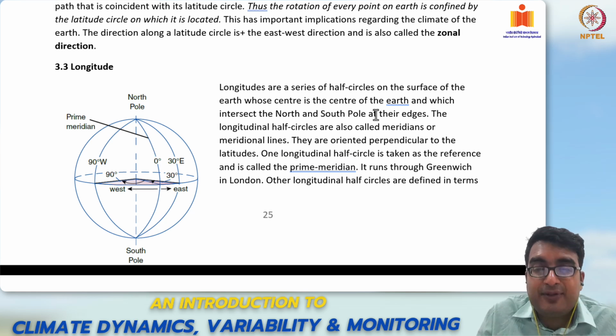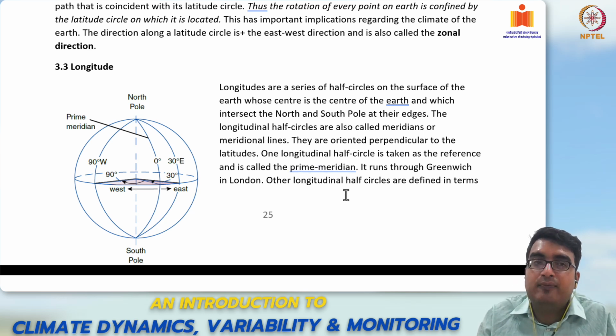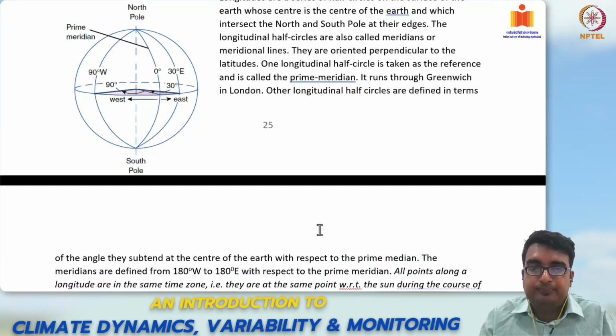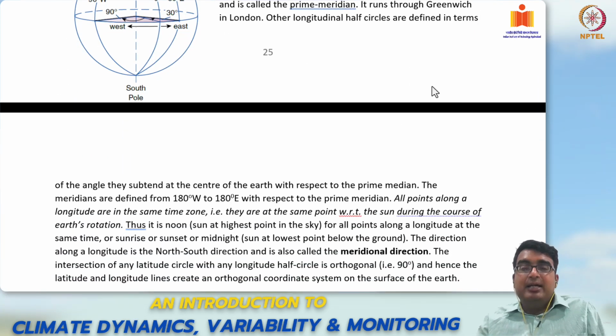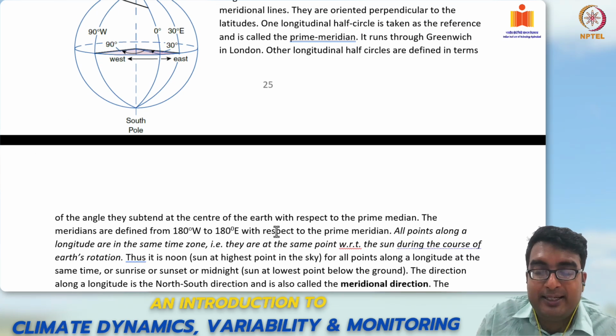One longitude half circle is taken as a reference and it's called the prime meridian, and it runs through Greenwich in London, and it is given 0 degree as the default value, just as the equator is given 0 degree as the default value. Other meridional half circles are defined in terms of the angle they subtend at the center of the Earth with respect to the prime meridian.